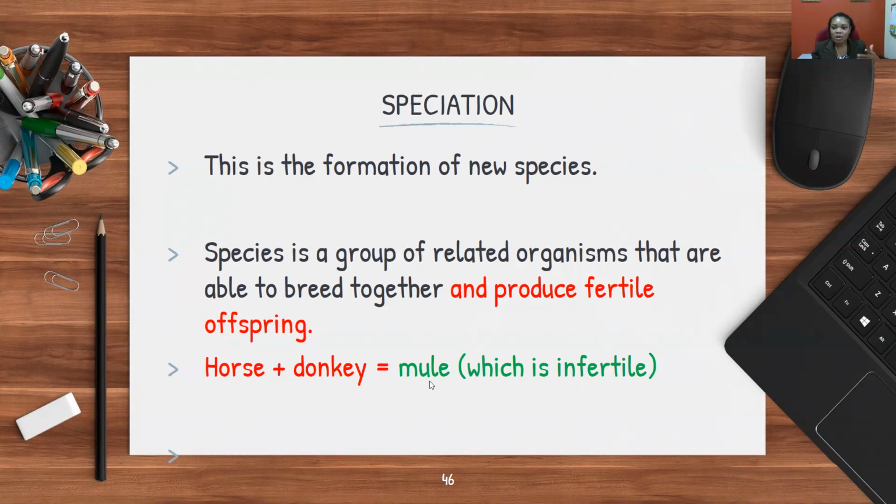But a mule would also have the characteristics that we need in terms of being a beast of burden, as well as, you know, a bit faster than a donkey.